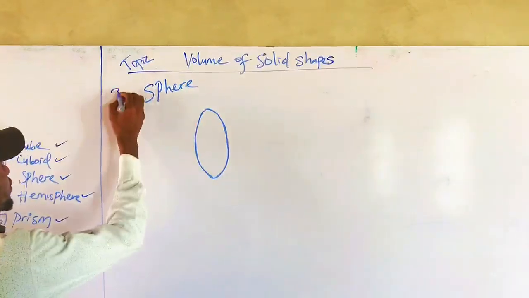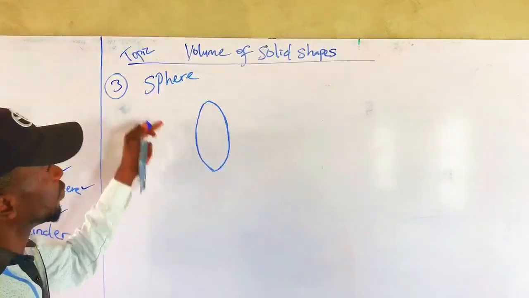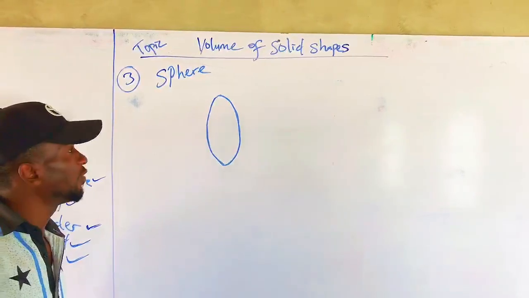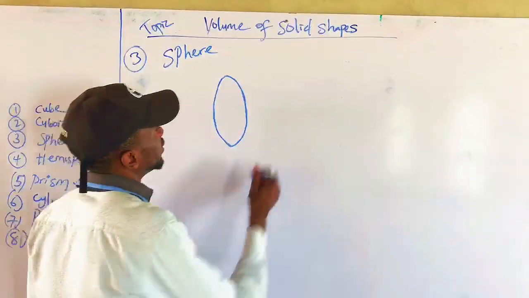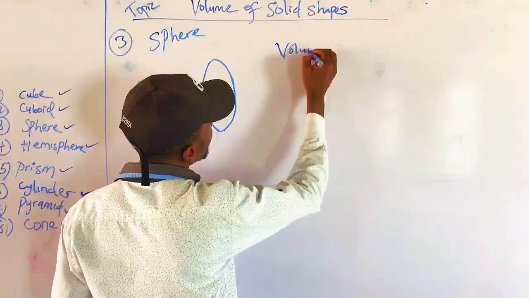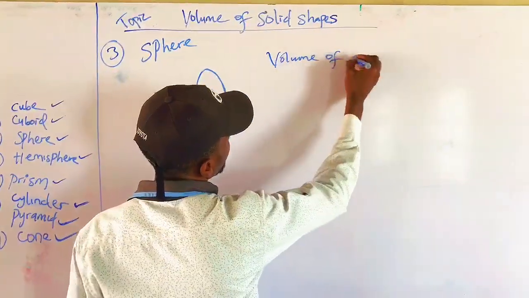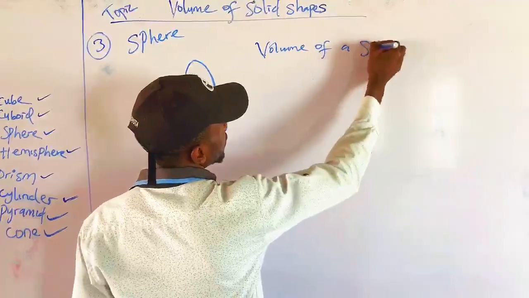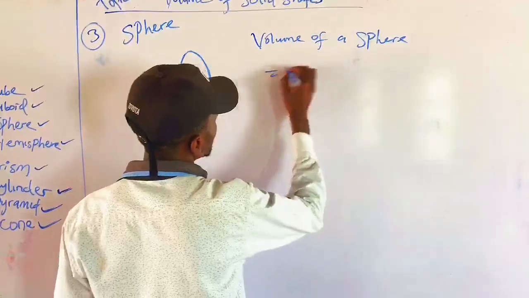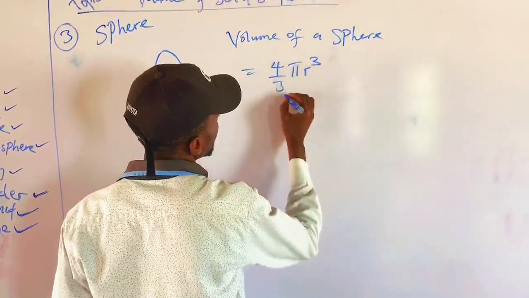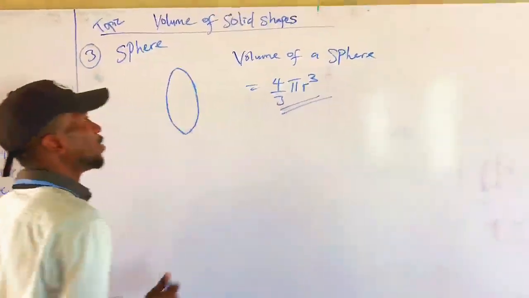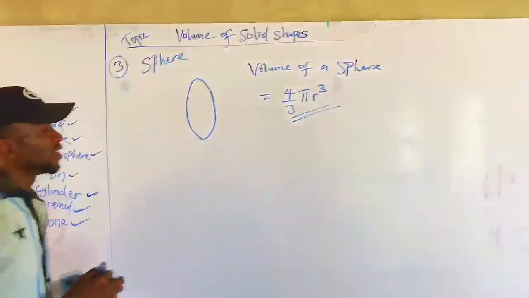Third example is our sphere. We are going to calculate the volume of a sphere. Now, the formula for the volume of a sphere has already been proven and has already been given. The volume of a sphere is equal to 4 over 3 pi r cubed. Take note, this is the formula for the volume of a sphere.